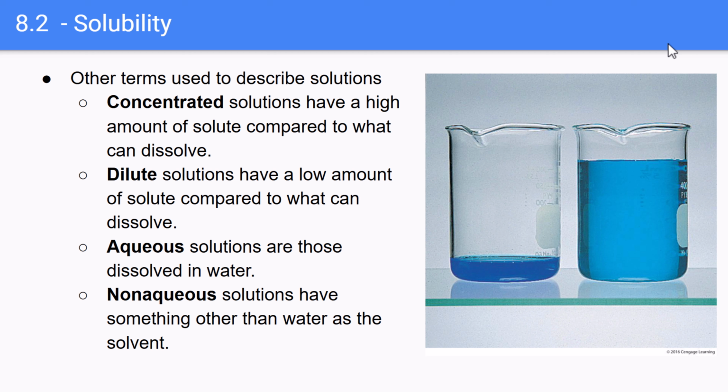Now, there are other terms that we use to describe solutions, one of which is concentrated. Concentrated solutions are going to have a high amount of solute compared to what can dissolve.